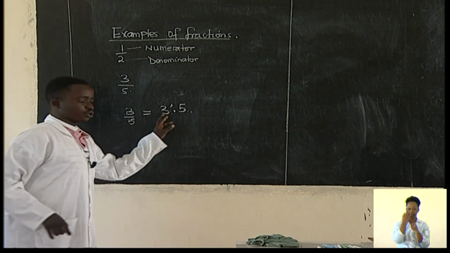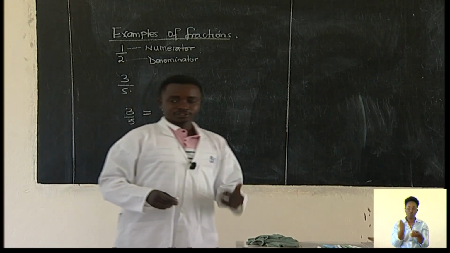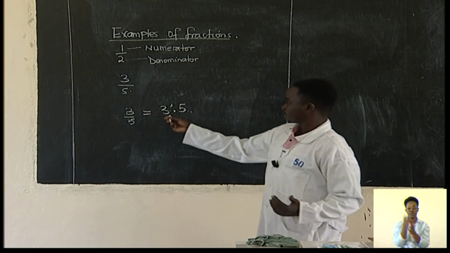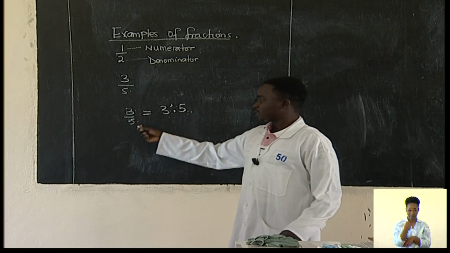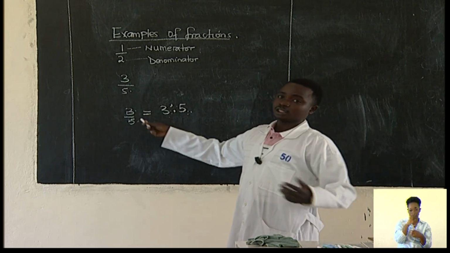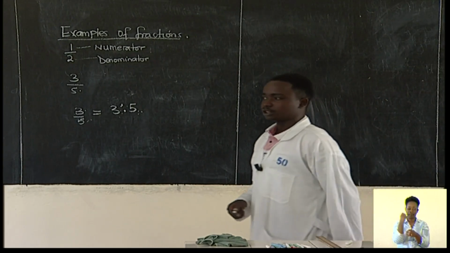We are going to combine the two because they are the same. If we see 3 to 5, this is a ratio. And 3 out of 5 is a fraction, but at the same time, it is a ratio. So let us see how we apply fractions and ratios in economics.